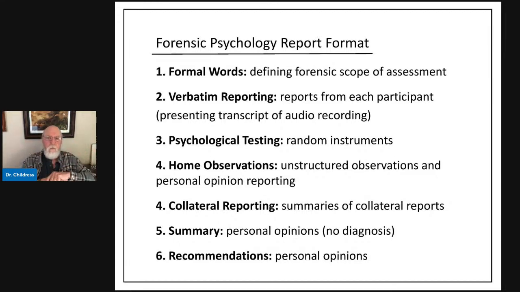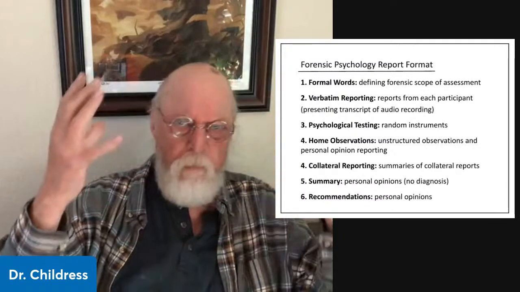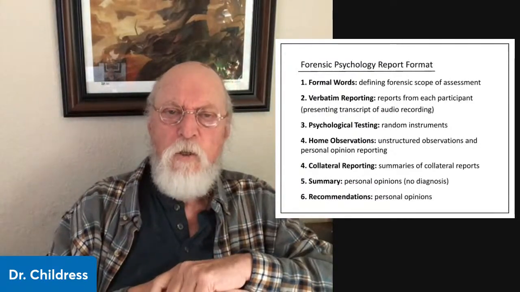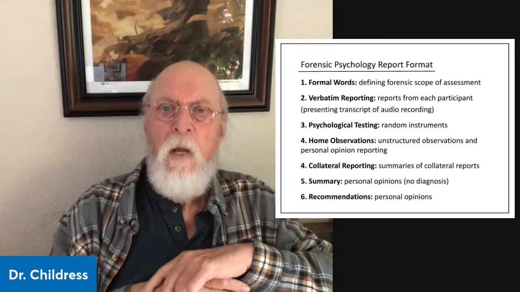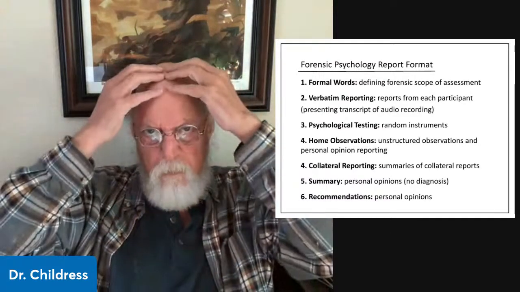So the first part is they put a bunch of formal words out there, and that's just defining the scope of the assessment, that it's a forensic assessment. So about 5 or 6 pages, who they interviewed and confidentiality things, and just all the formal side of the paperwork. Now, that's mostly just cut and paste on this.